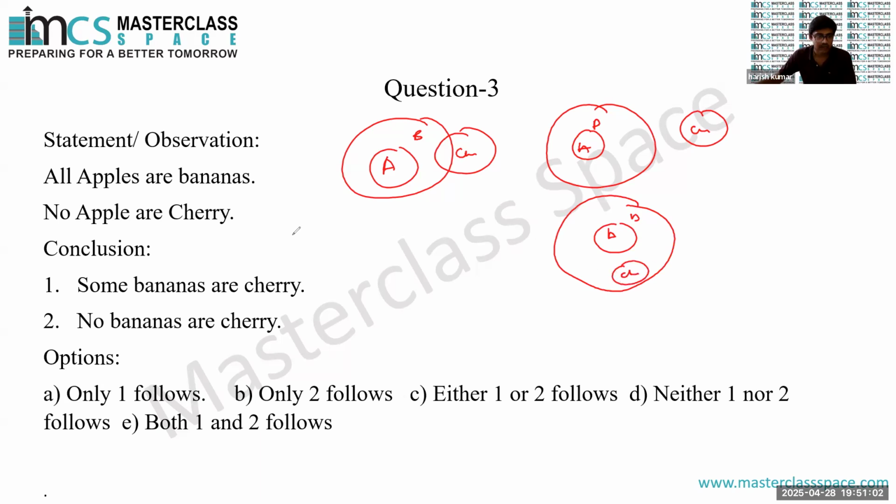Now let's look here. Some bananas are cherry: true in the first two cases. But no bananas are cherry, it is true in which case?